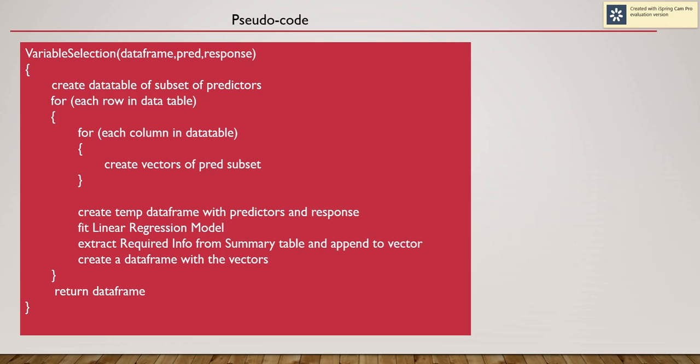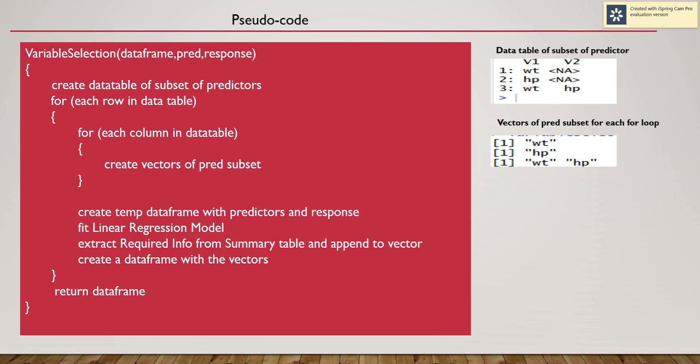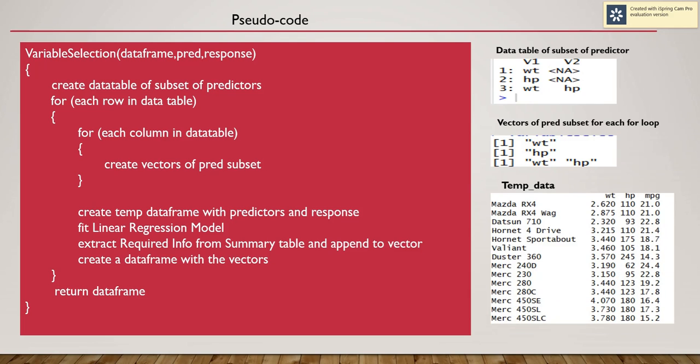Here is the pseudocode of our function, variable selection. We start by creating a subset of predictors, and this is how the output looks. Here I have given two predictors, weight and HP, and hence the combinations of those subsets. For each column in the data table, I will extract them into vectors, and this is how it looks. And then I will create a temporary data frame with the predictors and response. This is how it looks. And here I have gone for the combination of weight and HP, and it shows along with the response MPG.